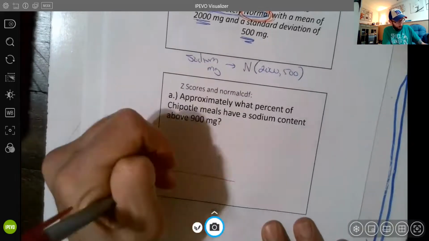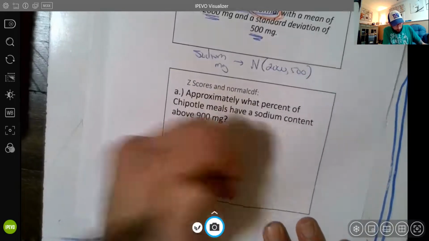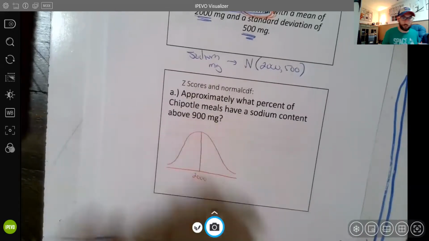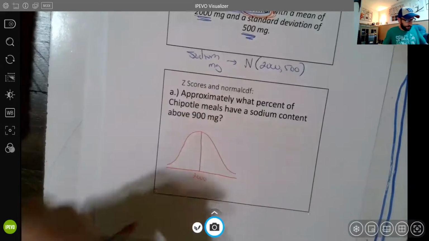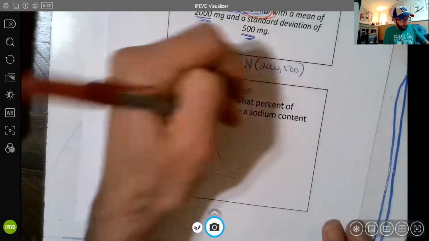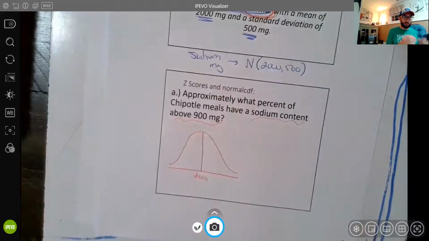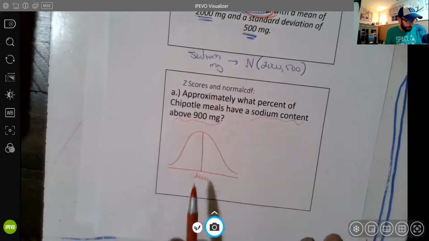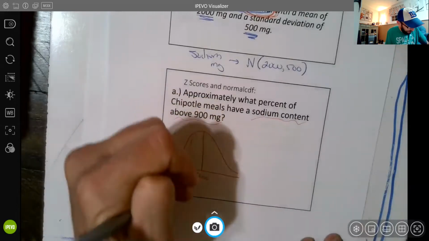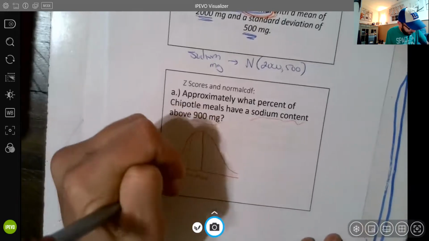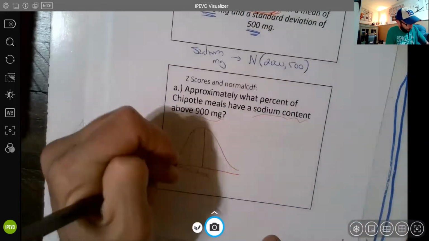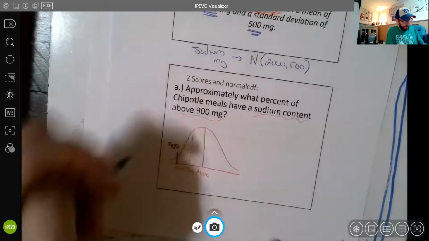So step one, draw a picture. Start, I can label my mean. My mean would be 2,000. Now, when I draw this picture, I want to shade the area. I want a visual representation of the question. So I want to shade the area for sodium contents above 900 milligrams. I don't necessarily need to label all three standard deviations above and below. I just need to figure out where 900 is. One standard deviation below would be 1,500. Two standard deviations below would be 1,000. So 900 is around here. And I want to mark that value and shade.